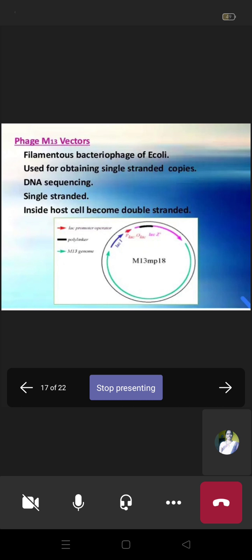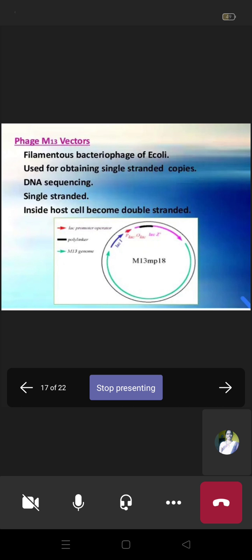Then next example is M13 phage. This is a filamentous bacteriophage of E. coli. It is also derived from E. coli. It is used for obtaining single stranded copies. Actually plasmids are double stranded, so both strands are inserted into the vector and the copies are collected after the cloning process.